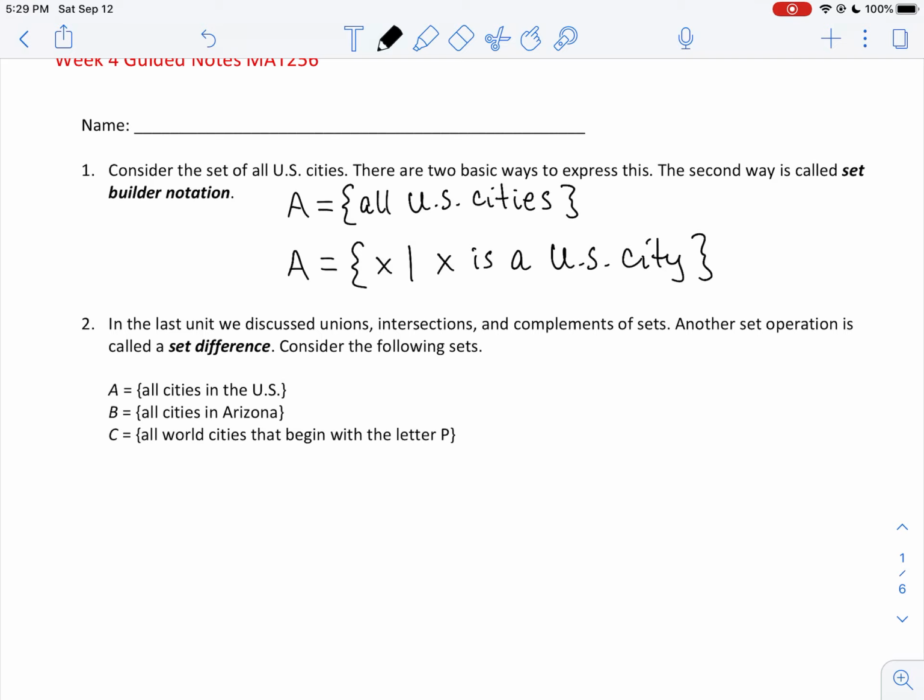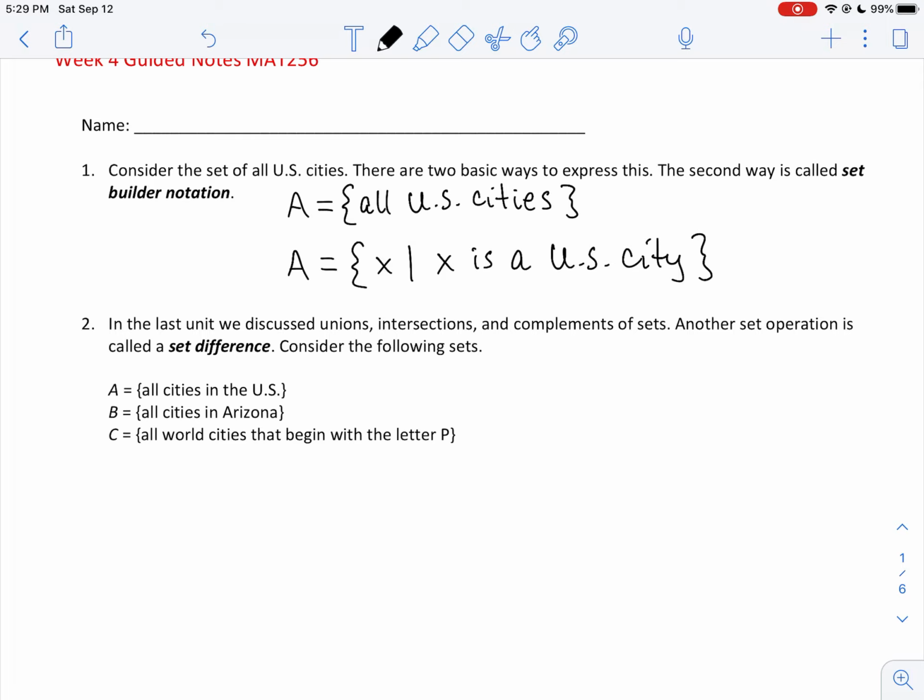This is the more formal way to describe the set of all U.S. cities. Again, let's read it from left to right. A is the set of all things X such that X is a U.S. city. This becomes a helpful way for describing sets down the road when we start dealing more with mathematical sets of numbers.